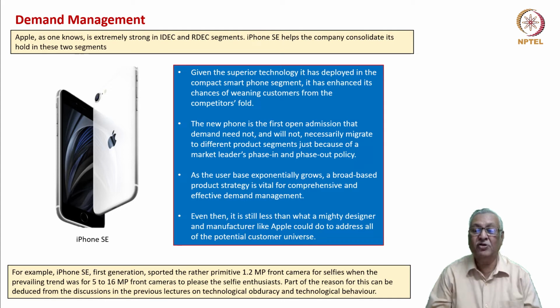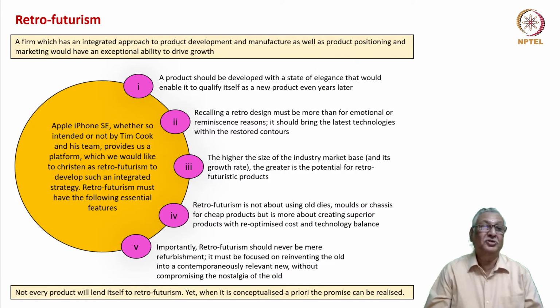Even then, it is still less than what a mighty designer and manufacturer like Apple could do to address all of the potential customer universe. For example, iPhone SE in its first generation sported the rather primitive 1.2 megapixel front camera for selfies, when the prevailing trend was for at least 5 to 16 MP in the front. And that was expected to please the selfie enthusiasts of the new generation phones. However, Apple SE stuck to the primitive 1.2 megapixel front camera. This could partly be ascribed to the technological accuracy and technological behavior which even great firms such as Apple display at times. What is retrofuturism then?